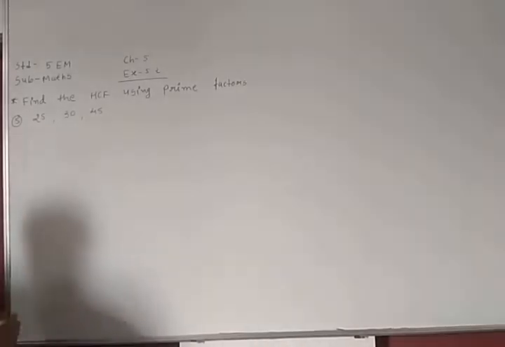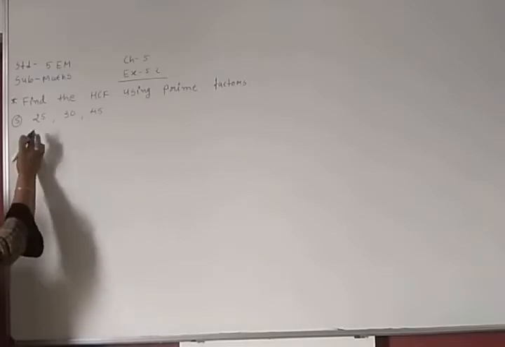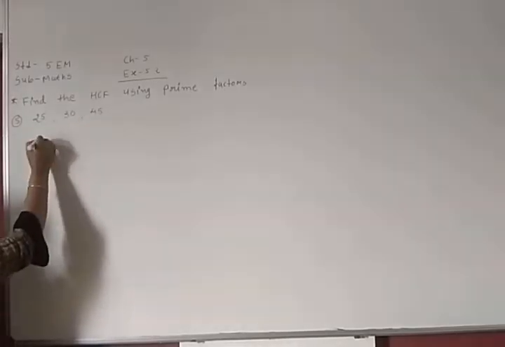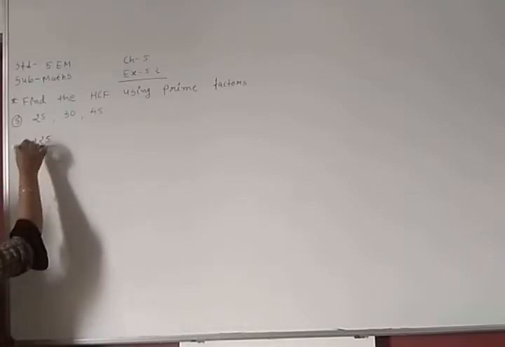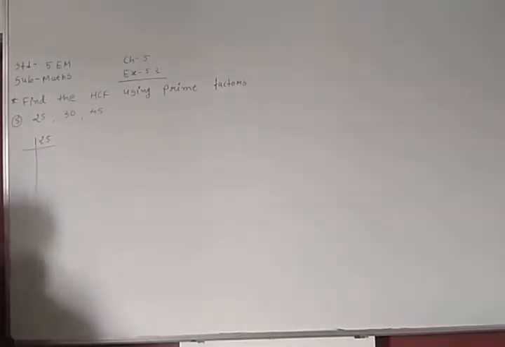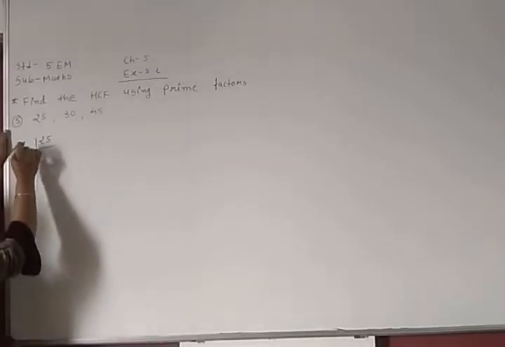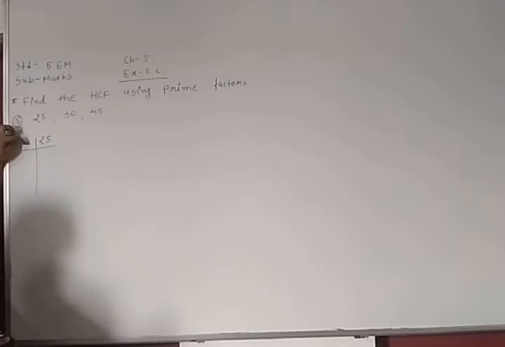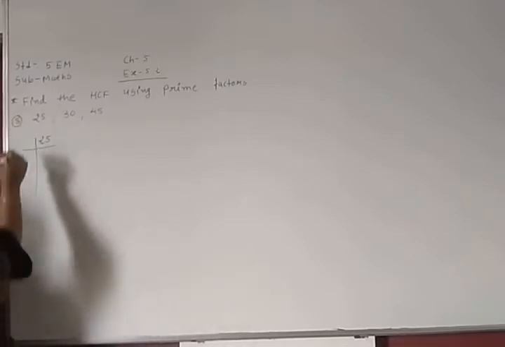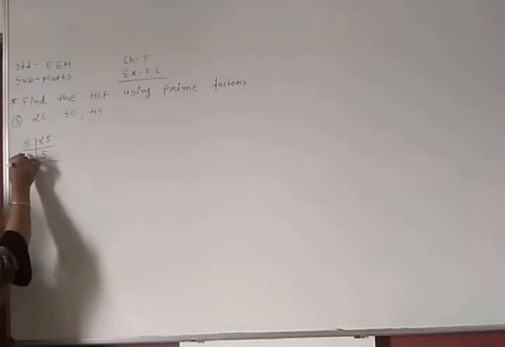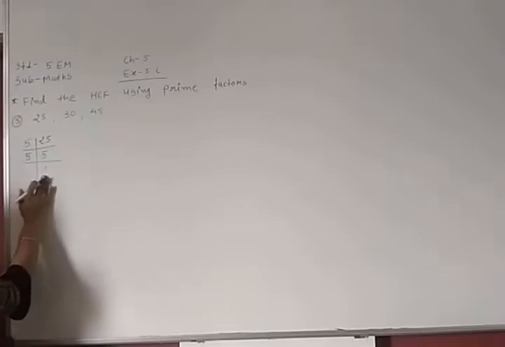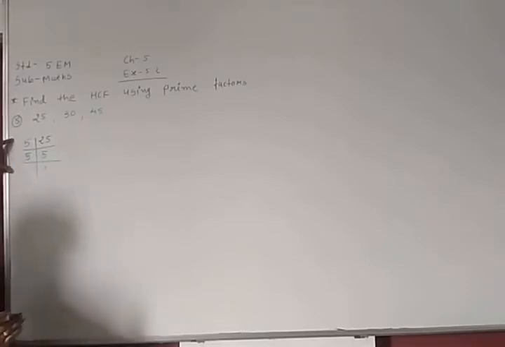So first of all, we will find the factors of 25, 30 and 45. Let me find them using prime factorization. 25 is an odd number, that's why it is not divisible by 2. It is also not divisible by 3. That's why I will go with 5 directly. 5 5s are 25 and 5 1s are 5. So that's all about 25.